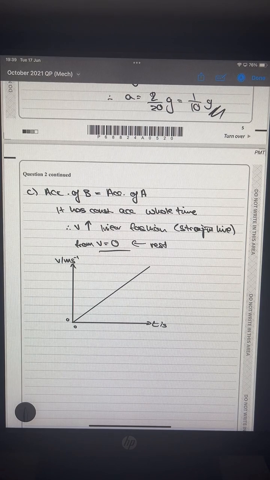And this is what you have to do. So you need to state your reason and you need to draw your graph. And that's how you do that.